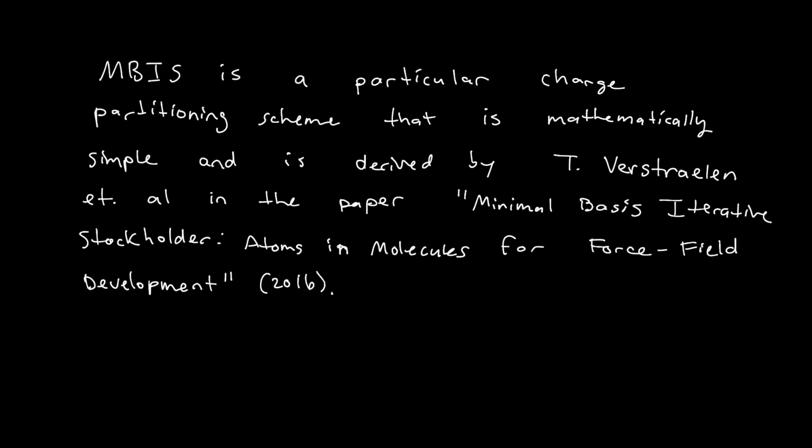MBIS is a particular charge partitioning scheme that is mathematically simple and was derived by Verstraelen et al. in the paper "Minimal Basis Iterative Stockholder: Atoms in Molecules for Force Field Development" in 2016. This paper can be found in JCTC, the Journal of Chemical Theory and Computation.